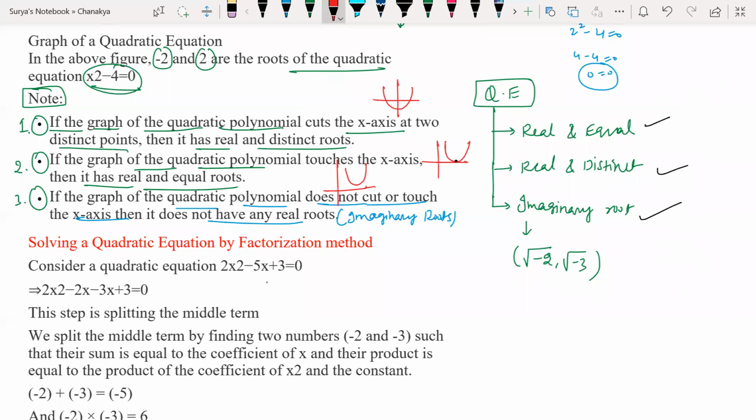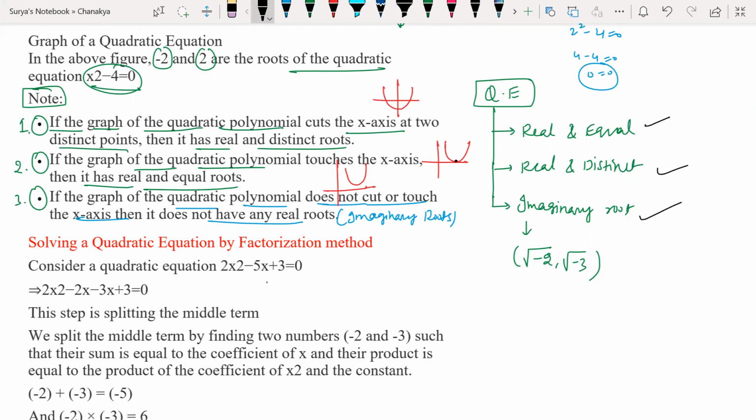Not touching and not intersecting. Not cut and not touch. Look at it, guys. It is not touching the x-axis nor intersecting the x-axis. When is this possible? If it has imaginary roots. If you have imaginary roots, the parabola does not cut the x-axis nor touch it.